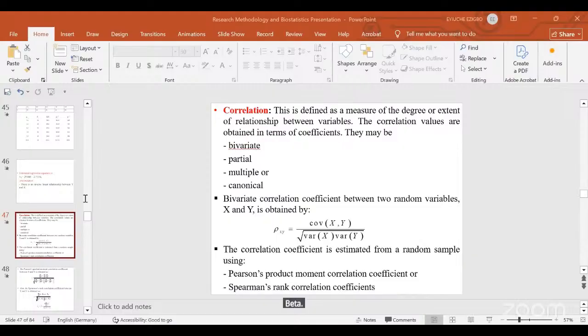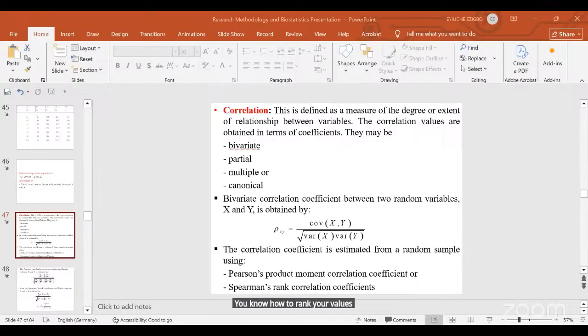The second author that did a work on estimating correlation is Spearman. And he came up with what we know as Spearman's rank correlation coefficient. While Pearson's product moment correlation coefficient uses the actual values to obtain its correlation coefficient, Spearman says no, instead of using the actual value, let us rank the values. He now uses the ranks of those values. You know how to rank a value.